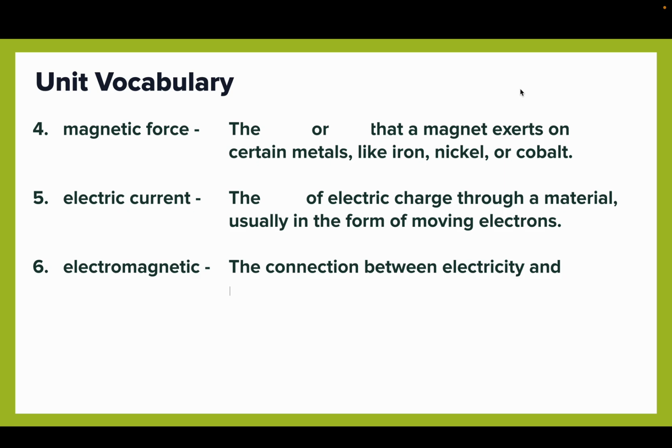Magnetic force, electric current, electromagnetic. Magnetic force means the push or pull that a magnet exerts on certain metals like iron, nickel, or cobalt. Electric current means the flow of electric charge through a material, usually in the form of moving electrons. Electromagnetic means the connection between electricity and magnetism.